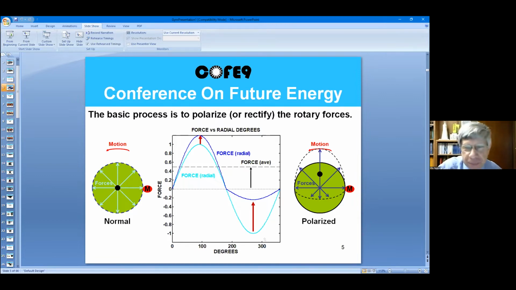Does this pointer work? Oh, you're not there. I'll assume it works.